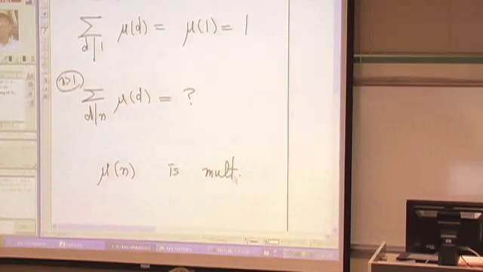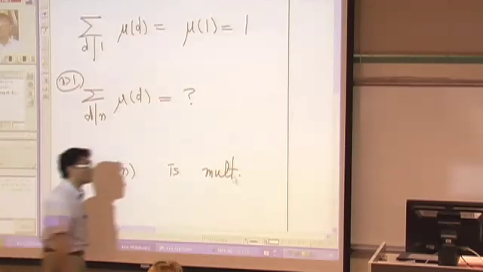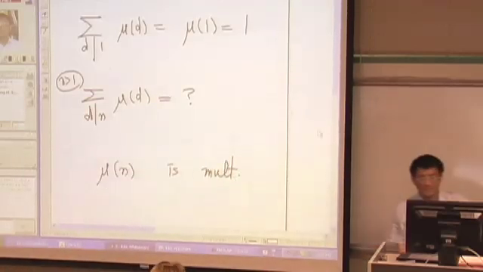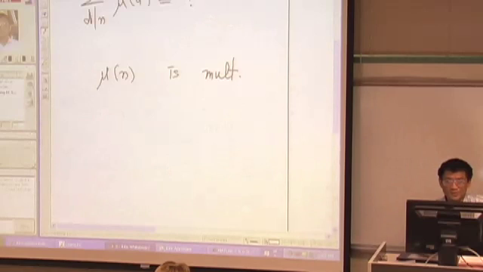This is the strategy. If the summand is multiplicative, automatically the sum is multiplicative. Then we only need to care about prime numbers. Do you get it? This is the strategy. So I will prove that this is multiplicative. So assume that.